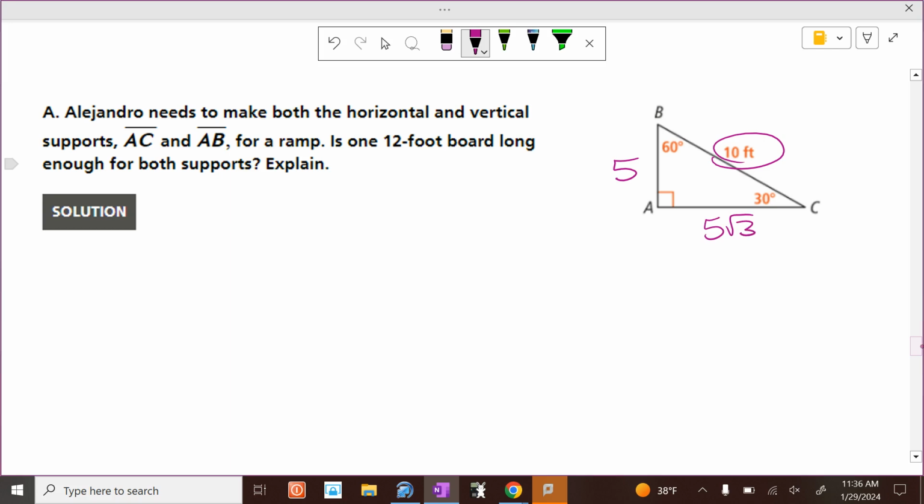Now, Alejandro wants to make horizontal and vertical supports for a ramp. Is one 12-foot long enough to make both supports? Well, somebody take 5 times the square root of 3 and change this into a decimal. What is that as a decimal? 5 times square root of 3. 7 point, it's 8 point something. 8.7.